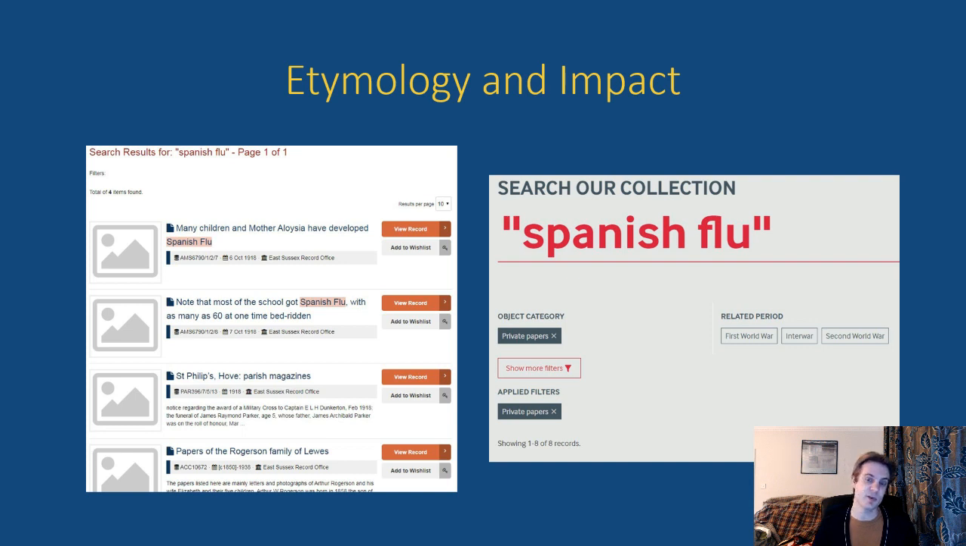However, those of you who already attempted to look for material on the Spanish flu may find that it seems like not an awful lot exists. Here on the left we have the East Sussex Record Office catalogue that suggests of their holdings only 4 items refer to the Spanish flu. On the right we have the Imperial War Museum's online catalogue that suggests of all of their holdings, particularly in their private papers, there are only 8 records that relate to the Spanish flu. Given that the Spanish flu was such an important event at the beginning of the 20th century, particularly in regards to the end of the First World War, how can this actually be possible?